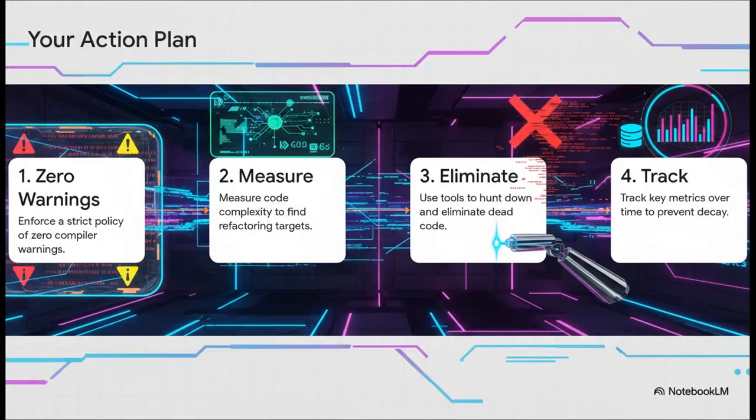So what's the big takeaway here? When you boil it all down, what can you start doing today? It really comes down to 4 simple actions. 1. Enforce that zero warnings policy. Make it non-negotiable. 2. Start measuring your code's complexity to find your worst offenders. 3. Use the tools to hunt down and completely eliminate dead code. And 4. Track your metrics over time so your project doesn't slowly decay.